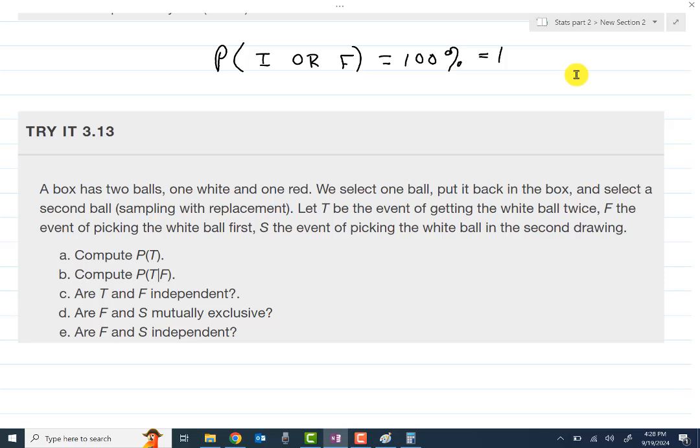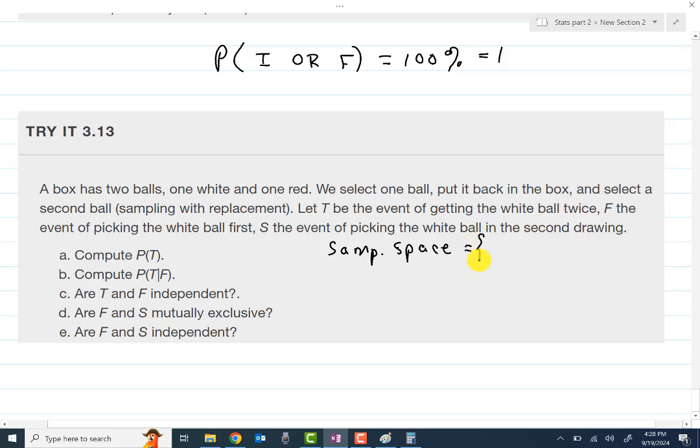All right, let's see. We have 2 balls to choose from, white and red. We select one ball, put it back in the box, and select a second ball. So this is replacement. Let T be the event of getting the white ball twice, F the event of picking the white ball first, and S the event of picking the white ball in the second drawing. Well, they're using S, so I can't use it for the sample space, so I'll say sample space. All I need to do is know what's in that thing.